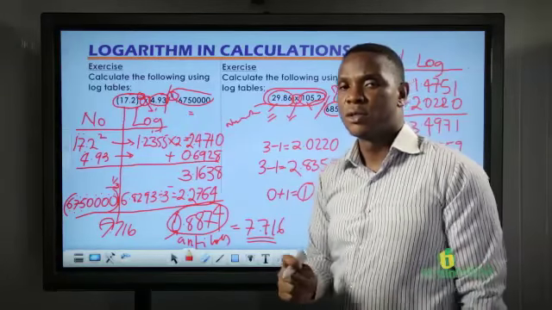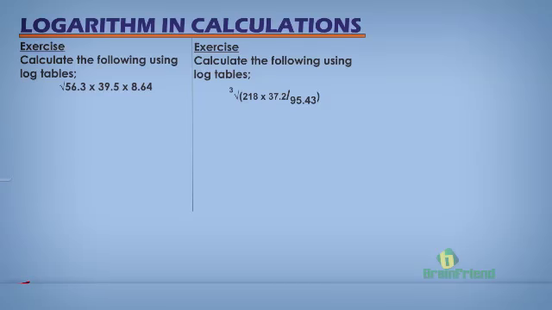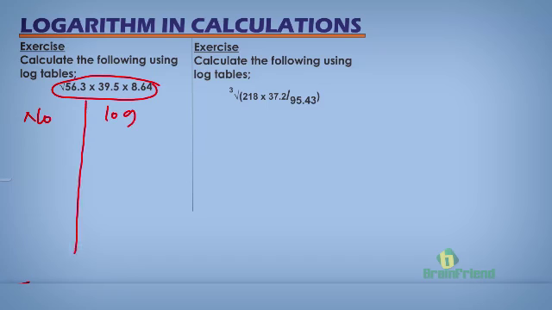Let's take a look at some more examples. If we are asked to calculate the following using logarithm tables, to do this, we'll quickly lay out our work in a neat table with 2 fields, number and logarithm. We'll take each individual number and work on them. So we have root 56.3. This could be written down in a different way as 56.3 raised to the power 1 over 2.